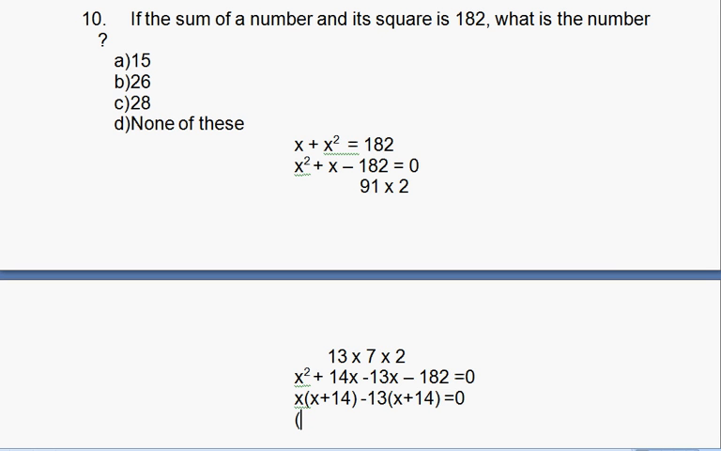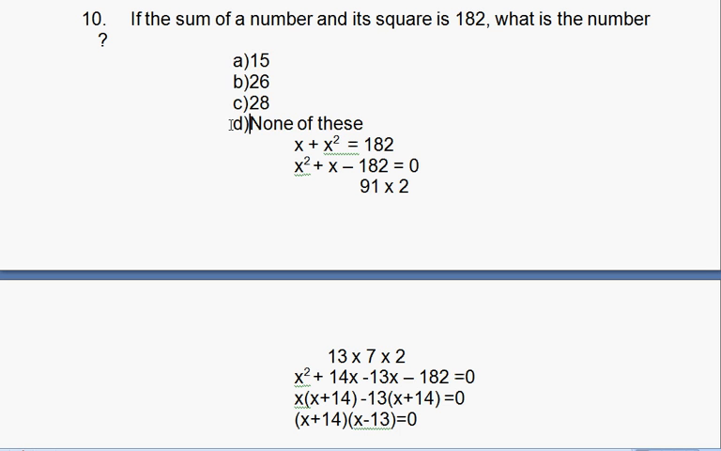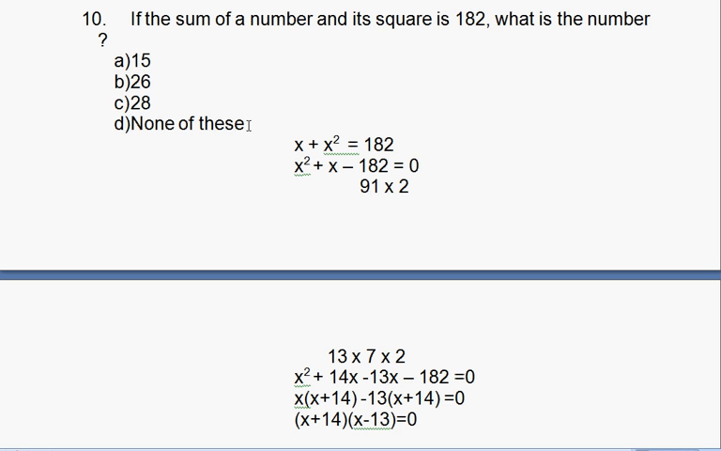Now x plus 14 common from above, and we are left with x minus 13 is equal to 0. So x could be either minus 14 or 13. We don't have minus 14 or 13 as an option here, so the answer would be none of the above, right? A quadratic equation question, though a simple one, seemingly complex, but it's a simple one.